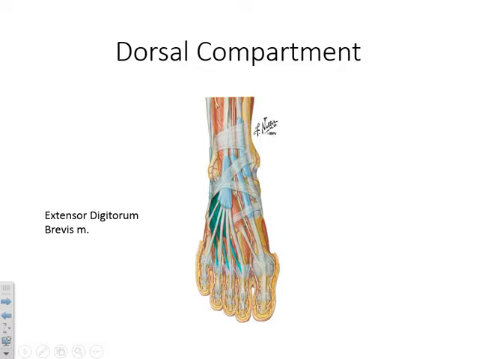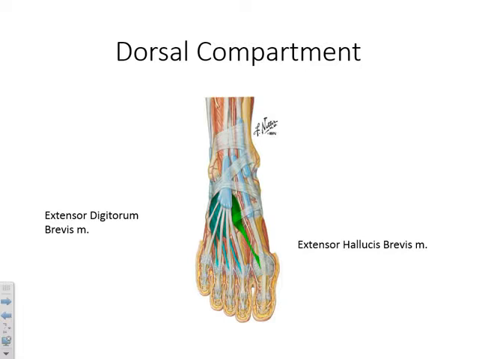First, we see extensor digitorum brevis. This originates laterally off the superior surface of the calcaneus, splitting into 4 tendons that run obliquely to insert on the long extensor tendons of digits 2 through 5. These are responsible for extension of the distal interphalangeal joints of these digits.